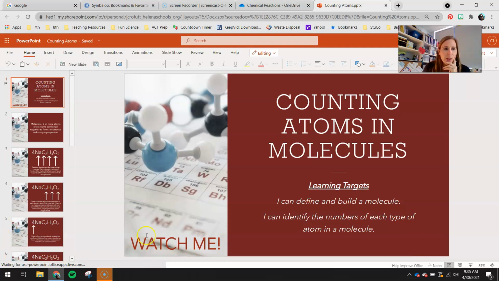So I just want to go over a few quick things, show you guys how to do it. I'll show you the example, and then I'll show you guys how you can kind of check your work as well. So this is called counting atoms and molecules. In your learning targets, I can define and build a molecule. I can identify the number of each type of atom in a molecule.